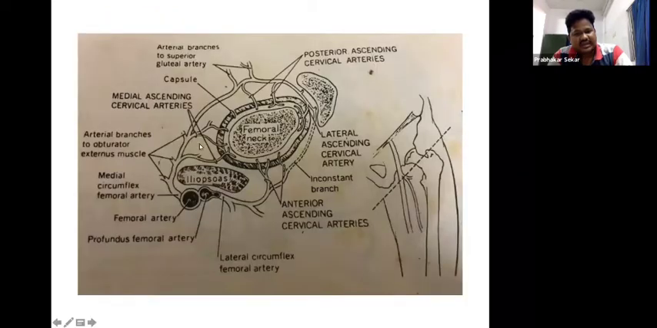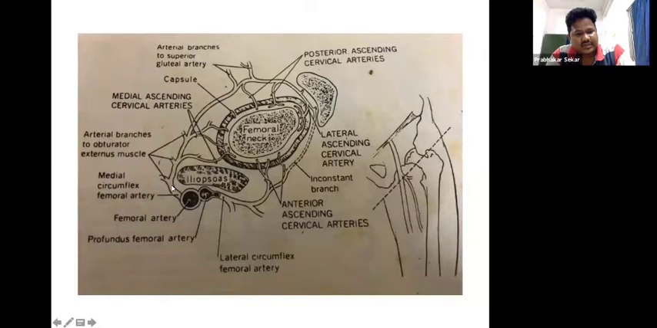This is the transaction of the blood supply at the extracapsular level. You see here, this is the femoral artery and this is the medial circumflex artery and lateral circumflex artery. So the medial circumflex arises either from the femoral artery or profunda femoris. It doesn't matter, because mostly from the profunda femoris, sometimes it comes from the femoral artery.